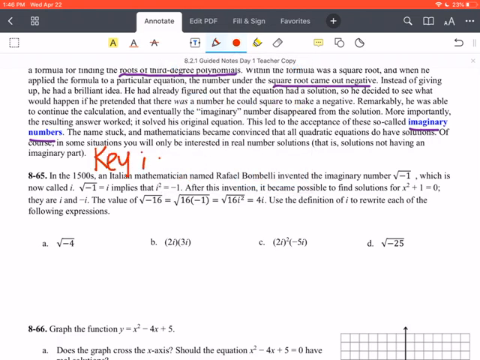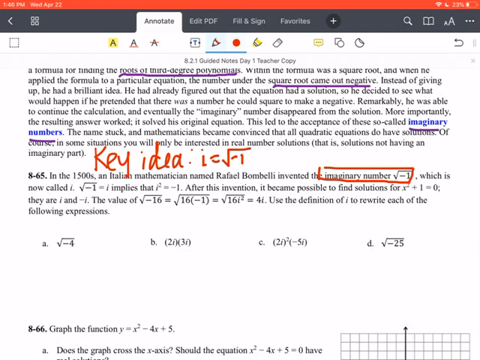Key idea. Okay, so it says in the 1500s, the Italian mathematician Raphael Bombelli invented the imaginary number, which is the square root of -1. If anyone asks you what is the imaginary number, it is the square root of -1, which is now called i. So, key idea: i is equivalent to the square root of -1 in mathematics.